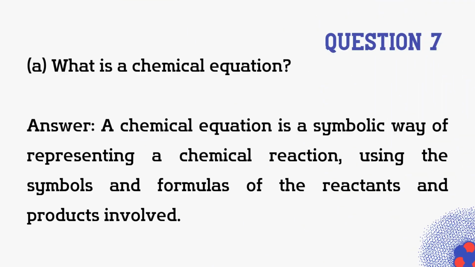Next question. A. What is a chemical equation? Answer is, a chemical equation is a symbolic way of representing a chemical reaction using the symbols and formulas of the reactants and products involved.